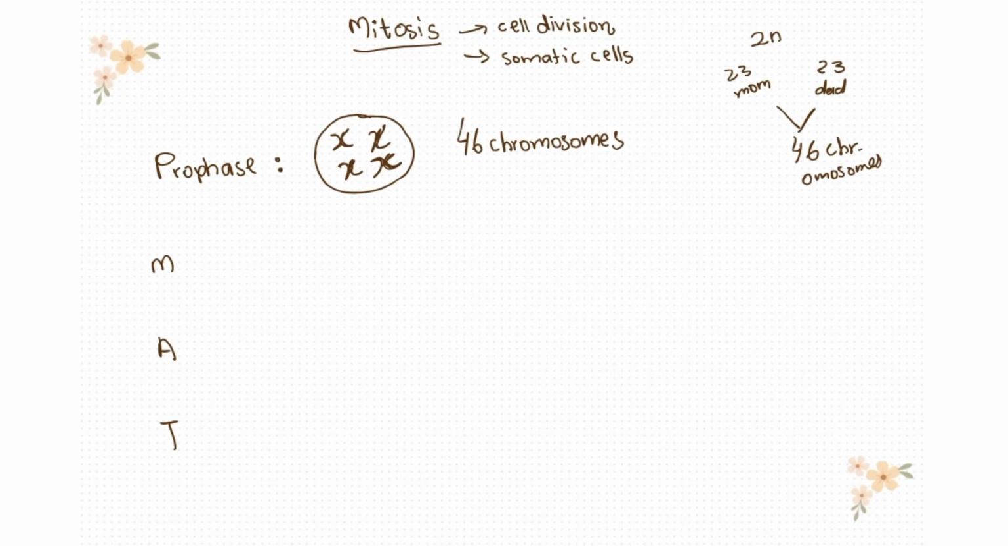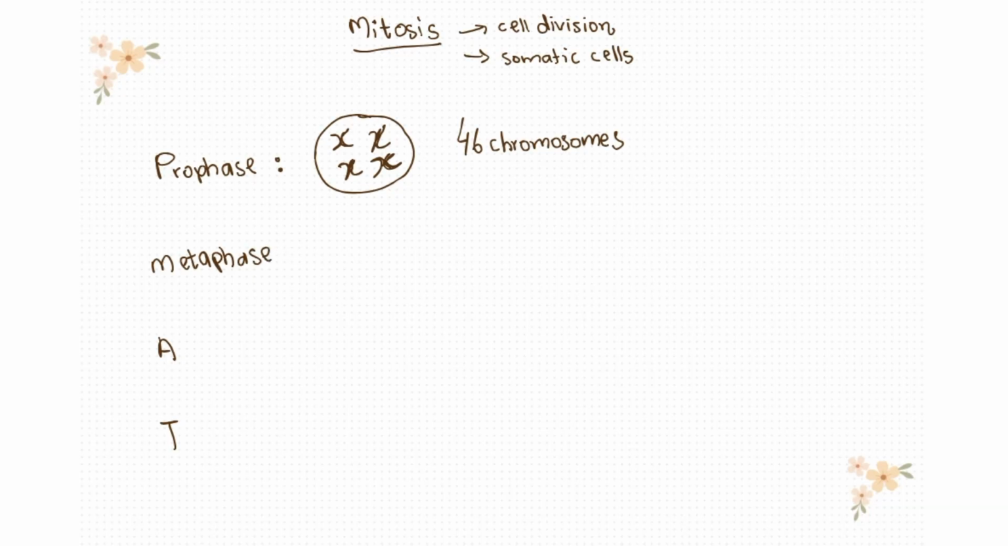We also call it the diploid cell. So when you hear 2n, that's what it means. It's the set of chromosomes you received from each parent. So during prophase, we have 46 chromosomes, and they will condense, very visible.